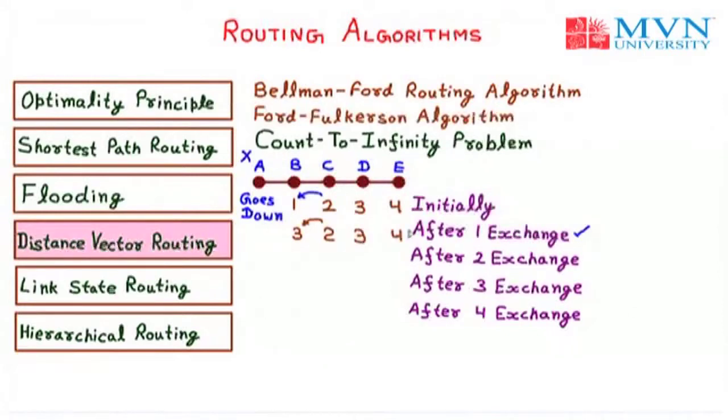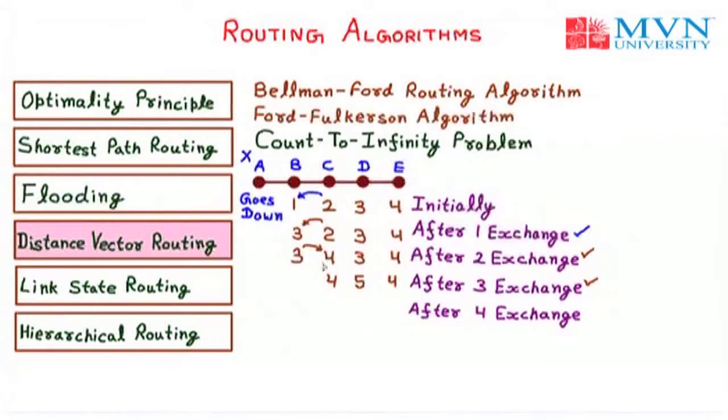Now on the second exchange, C notices that each of its neighbors claims to have a path to A of length 3. So C will update its entry to 4. The value of B is 3. The value of C becomes 4, that is the next hop, and all the other values remain the same. Now, after the third exchange, again the value of C is 4. D might get confused that the value of 4 is greater than 3, so it will update its table with 5, and the value of E will remain the same as 4.